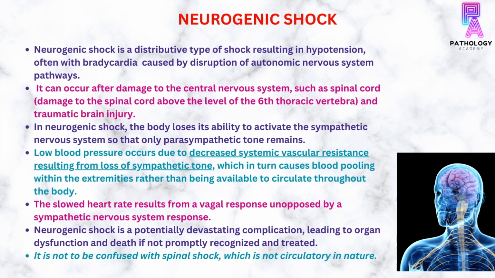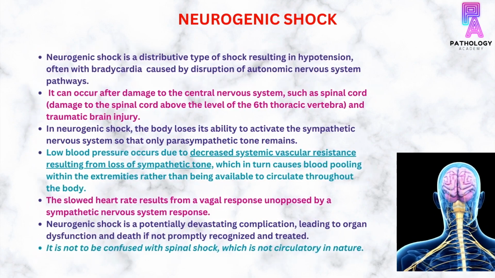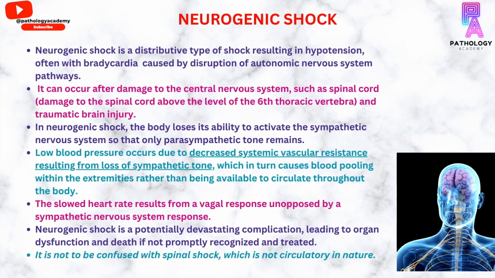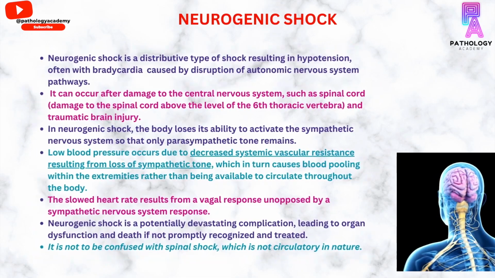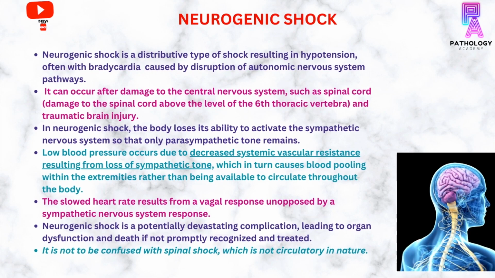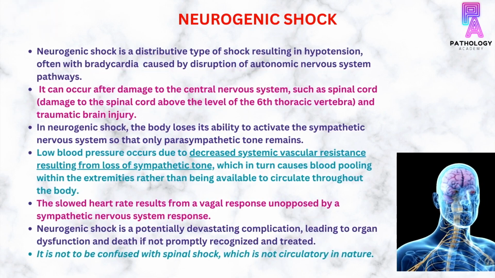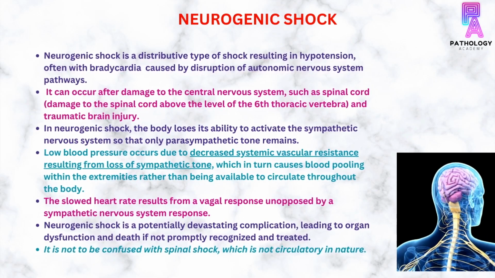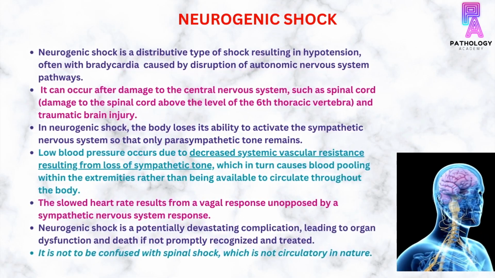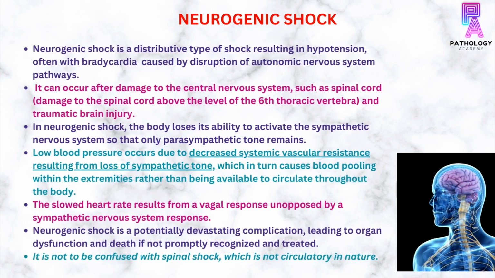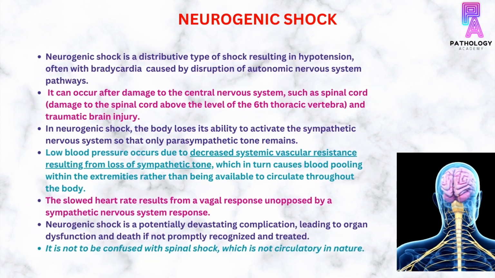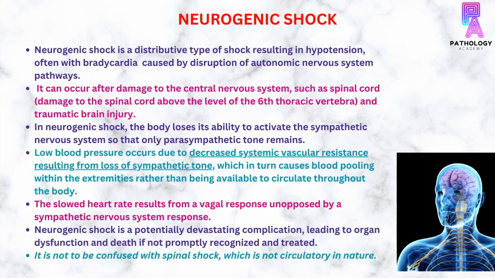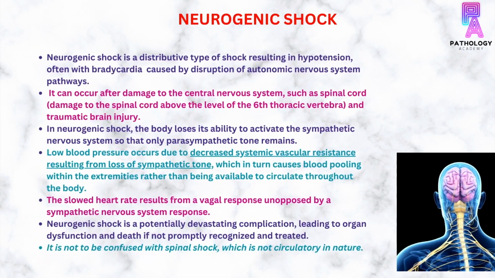In neurogenic shock, the body loses its ability to activate the sympathetic nervous system so that only parasympathetic tone remains. This leads to decreased systemic vascular resistance and low blood pressure. Also, there is bradycardia because the vagal response is unopposed by a sympathetic nervous system response. Neurogenic shock is a potentially devastating complication which can lead to multiple organ dysfunction and death if not promptly treated.